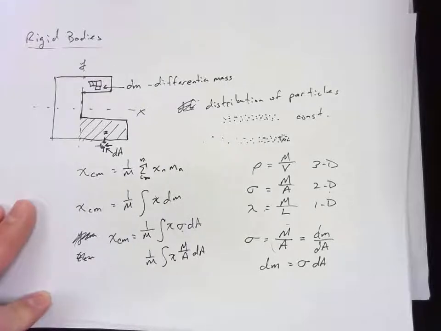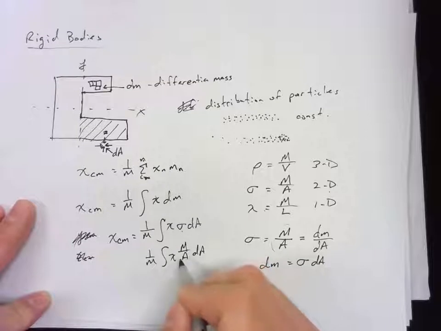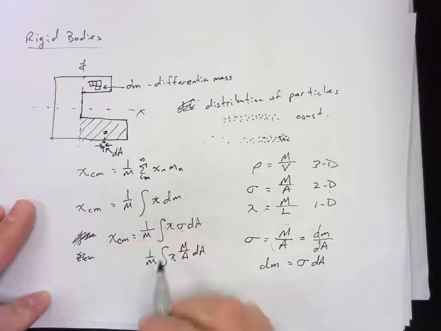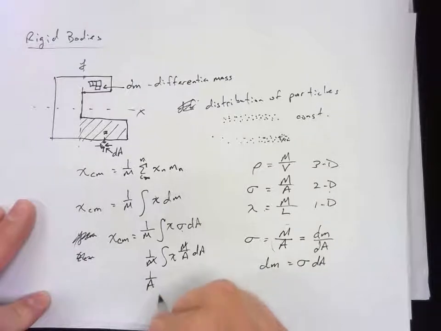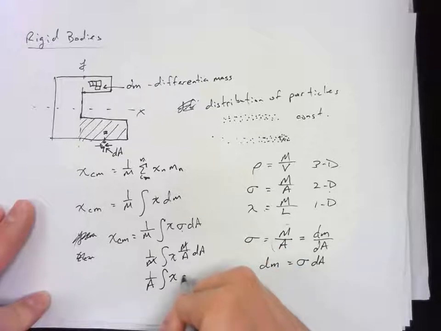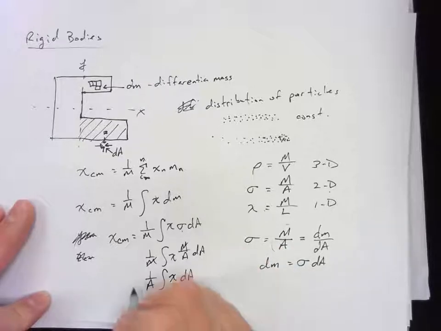So what we end up with is these are constants, so we can pull those out of the integral. That means this is going to cancel out. So we're left with 1 over the total area times the integral of x times the differential area.